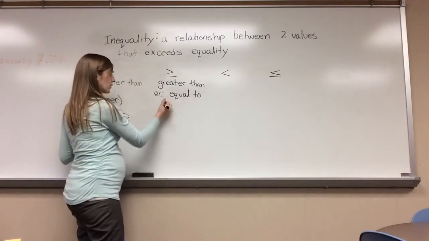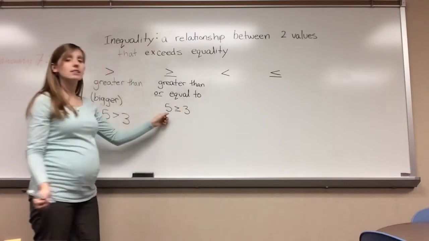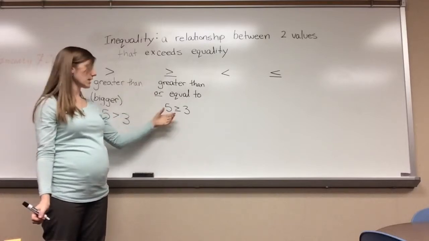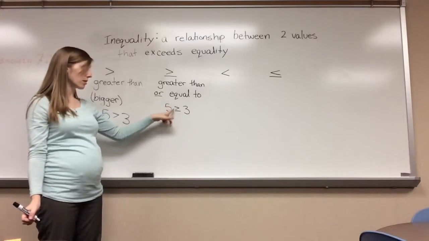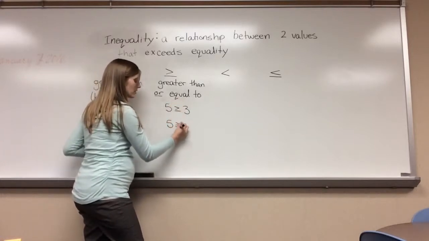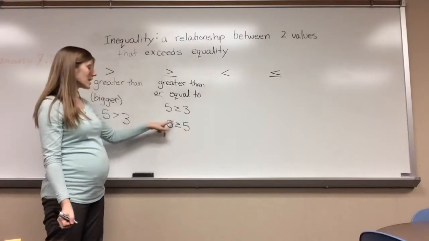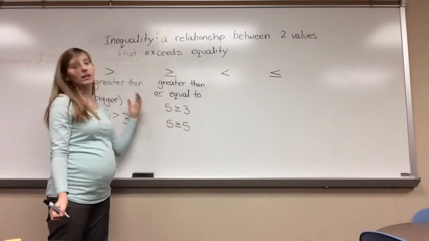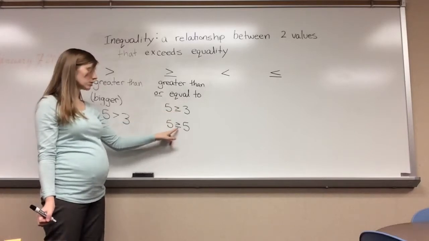For example, we could still use 5 is greater than or equal to 3. This is a true statement because it either has to be bigger or it has to be equal to. In this case, 5 is bigger than 3. The statement is still true though, because it can be either or. It won't be both. I could also write this as 5 is greater than or equal to 5. This statement is also true. It's saying it's bigger than or it's equal. In this case it's equal, in this case it's bigger than. Both are true, so this is another way that we can write it, using that equal to bar.